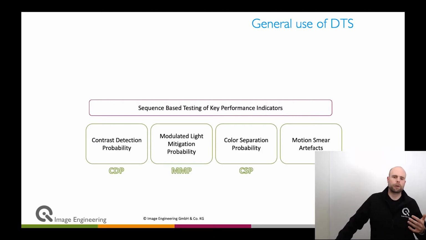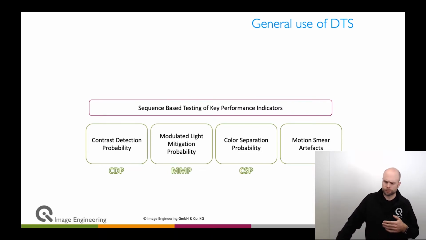As already said, the measurements that you can perform with that are the CDP, the contrast detection probability. I will talk about that later. And the MMP, the modulated light mitigation probability. A KPI under development, also in big discussions at some standardization groups, is the color separation probability. The hardware is already prepared and can be used. So it's also about these units.